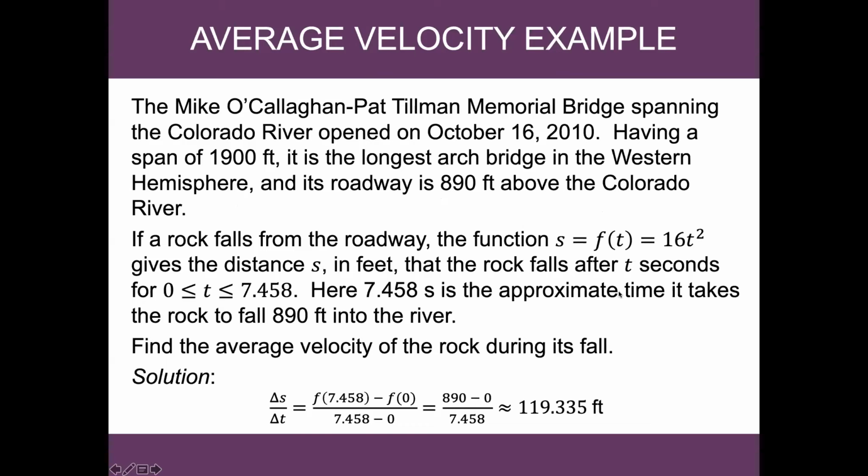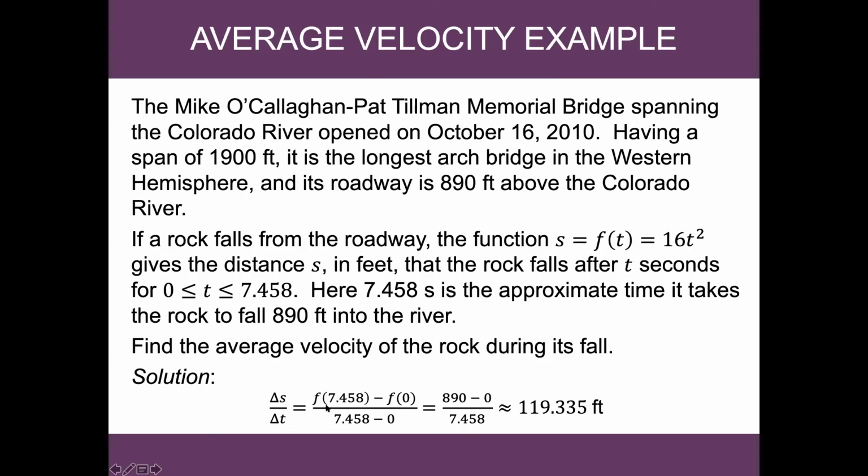They give an example here. The bridge, you're dropping a rock, it falls at a certain rate. So you plug the two times in. The two times are 0 when you drop it, and 7.458 seconds, and you can get that right off the top of your head. I know, when you're dropping a rock, you count 1, 2, 3, 4, 5, 6, 7.458. That's a little bit mind-blowing, but it gives you an exact answer when you plug 7.458 into the situation.